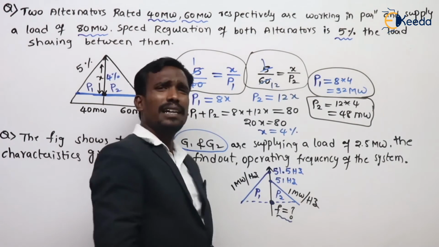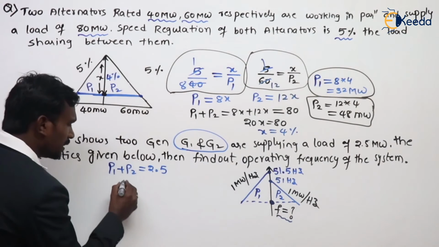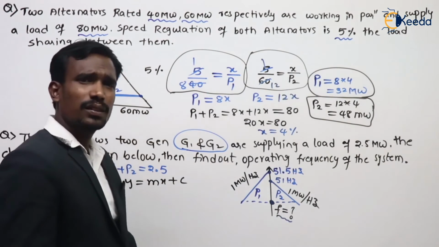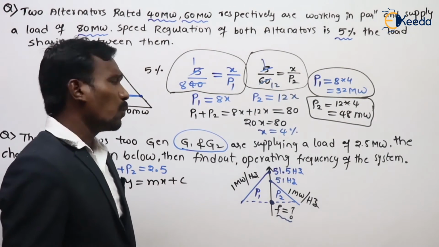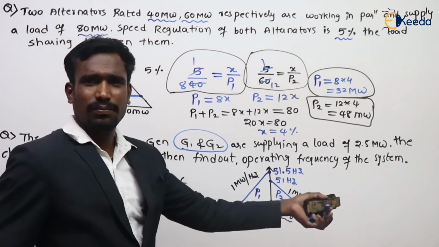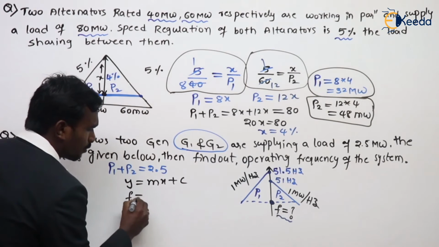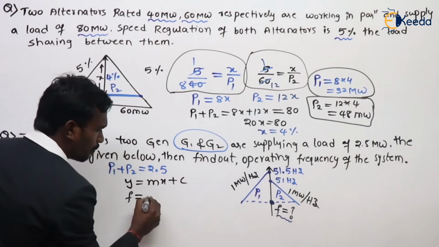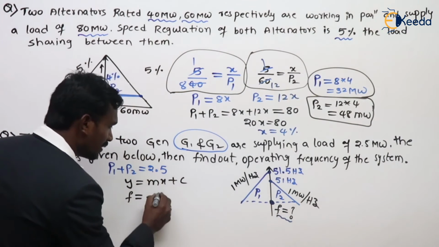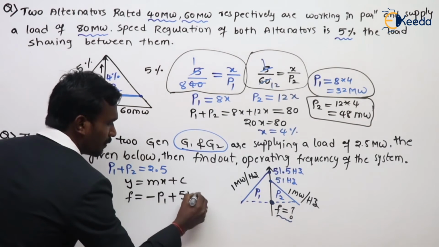See, this is like a line passing through a constant. What is the formula for that? y is equal to mx plus c. What is y here? y is the frequency, x is the power. So f is equal to m times x plus c. What is the slope? Minus 1. What is x? P1 is the x here. Plus c, where c is the constant 51.5.